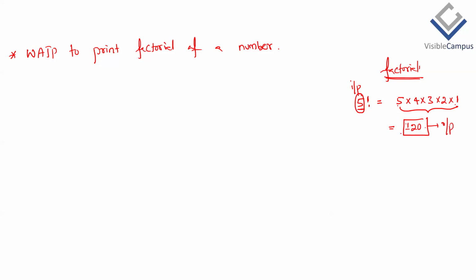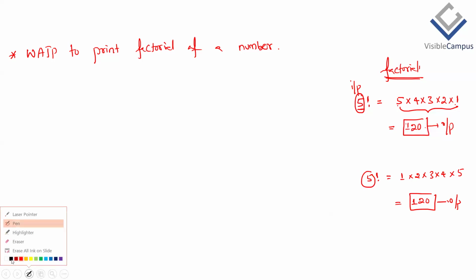Here, can we also write 5 factorial as starting from 1 and ending at 5? Are both the same results or different results? Same results only. So this is one more way to write the same thing. Correct? Now, can we generate a loop which starts from 1 and ends with 5? Can we generate a loop which starts with 5 and ends with 1? Possible or not possible? Possible.